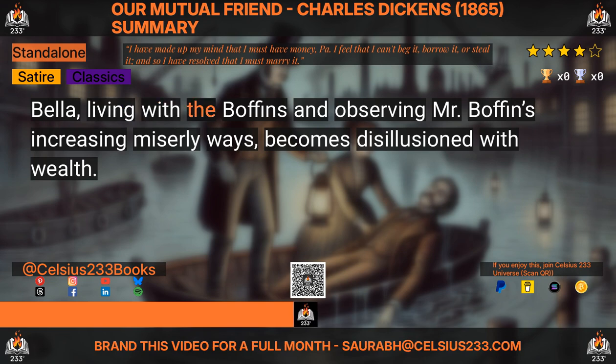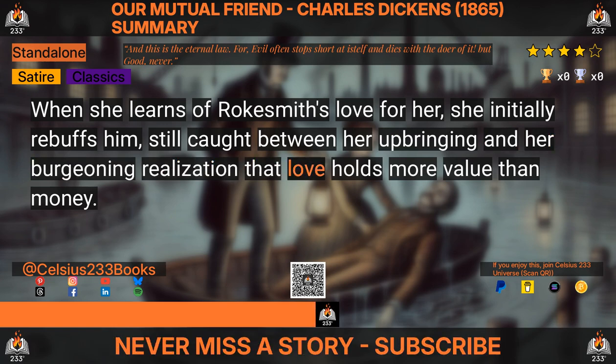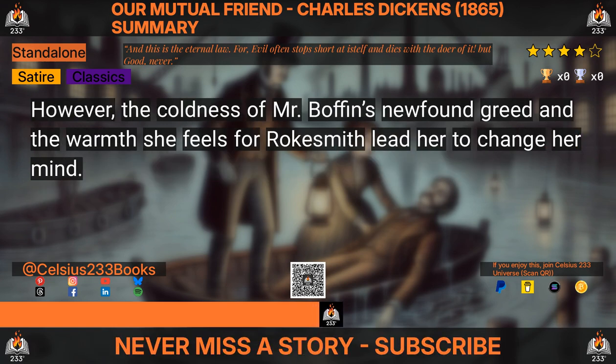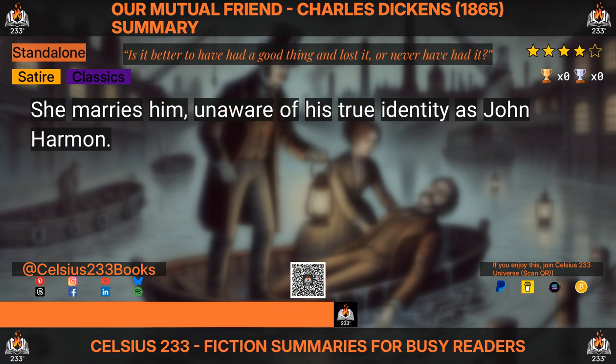Bella, living with the Boffins and observing Mr. Boffin's increasing miserly ways, becomes disillusioned with wealth. When she learns of Rokesmith's love for her, she initially rebuffs him, still caught between her upbringing and her burgeoning realization that love holds more value than money. However, the coldness of Mr. Boffin's newfound greed and the warmth she feels for Rokesmith lead her to change her mind. She marries him, unaware of his true identity as John Harmon.